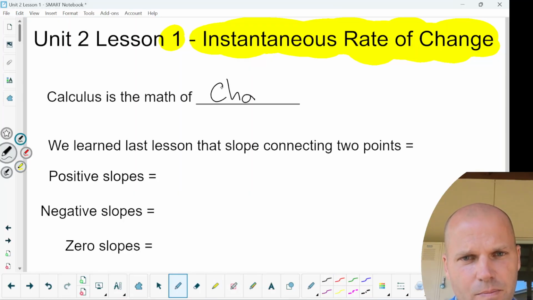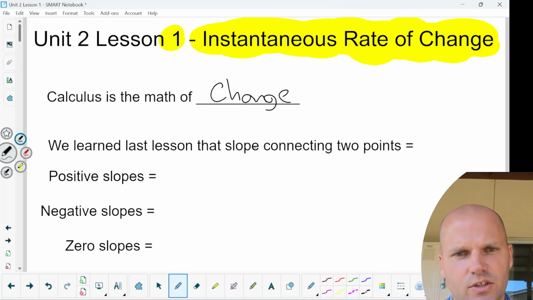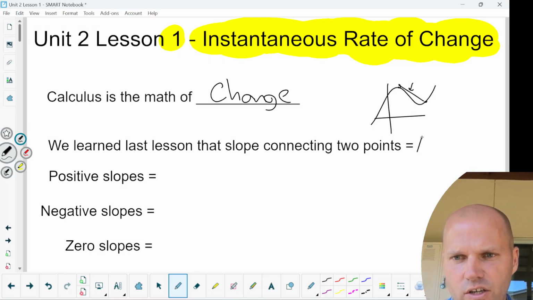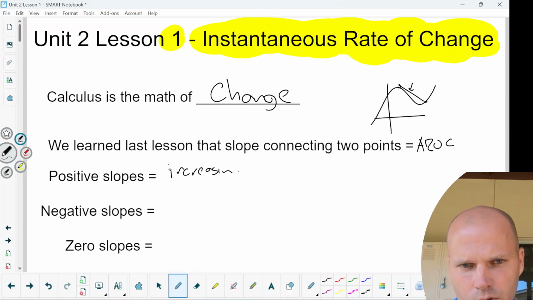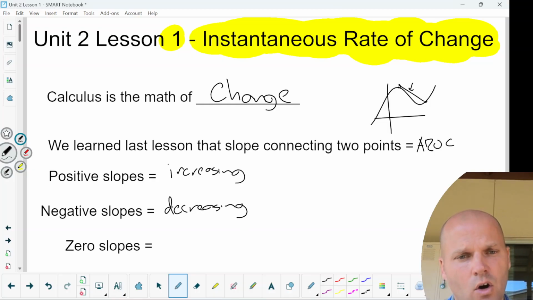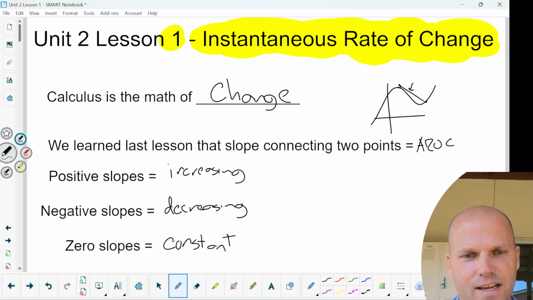We know that calculus is the math of change. We learned last lesson that the slope connecting 2 points, if I have some function and I got 2 points and I find the slope, that we have the average rate of change. We like to say on average, my function is either increasing if we have a positive slope or decreasing if my slope is negative, or neither increasing nor decreasing. Maybe we say it's constant, it's flattened out if the slope is zero. This many y's per x over an interval, average rate of change.